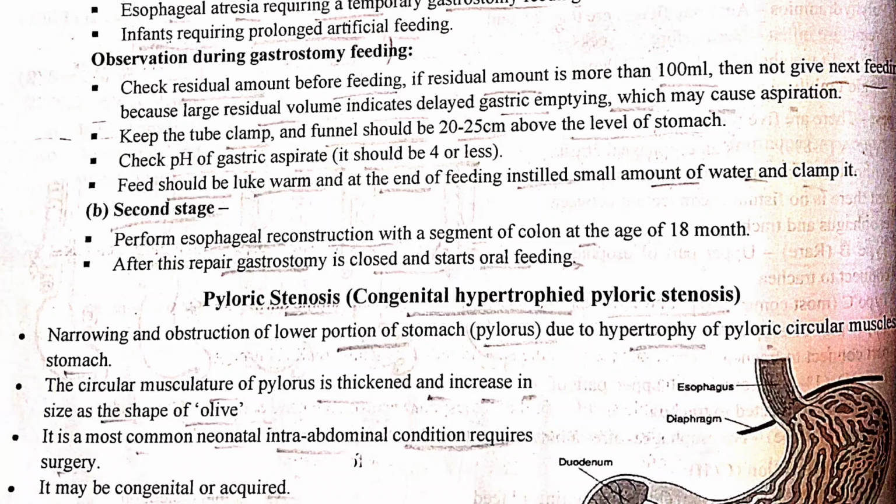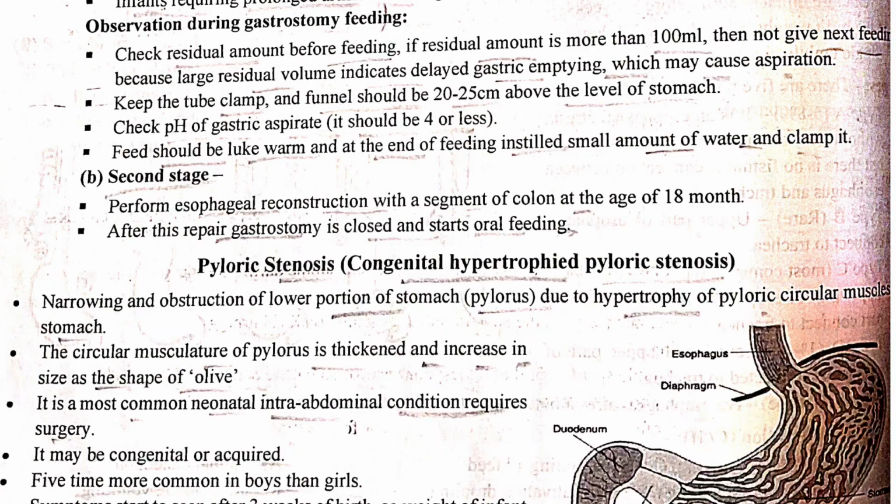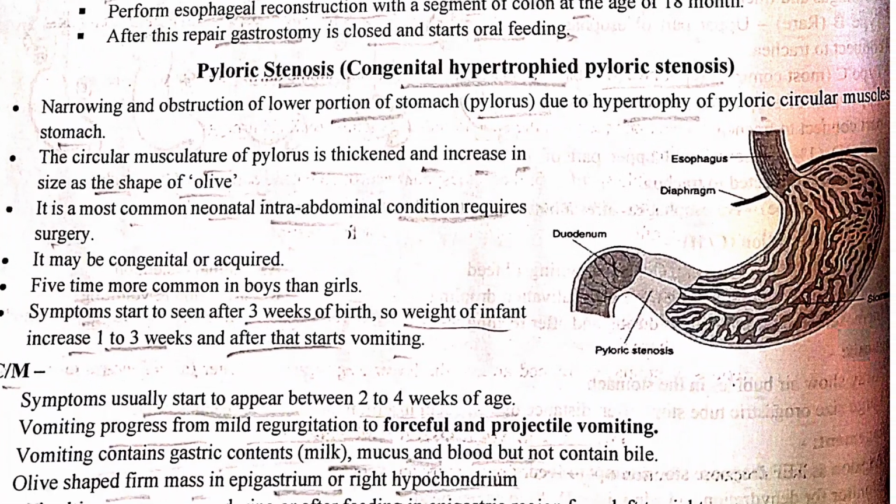Second stage, perform esophageal reconstruction with a segment of colon at the age of 80 months. After this repair, the gastrostomy is closed and oral feeding starts. Then pyloric stenosis.